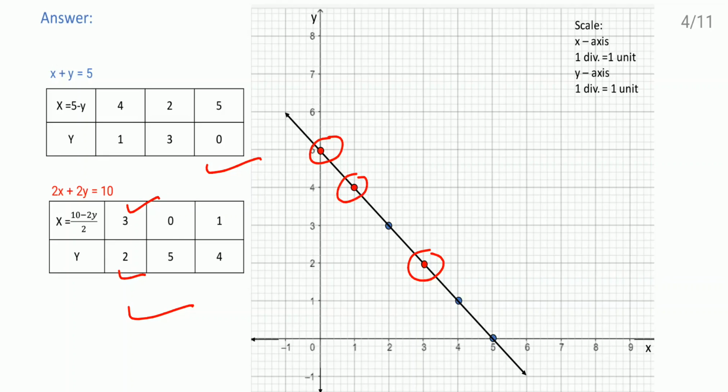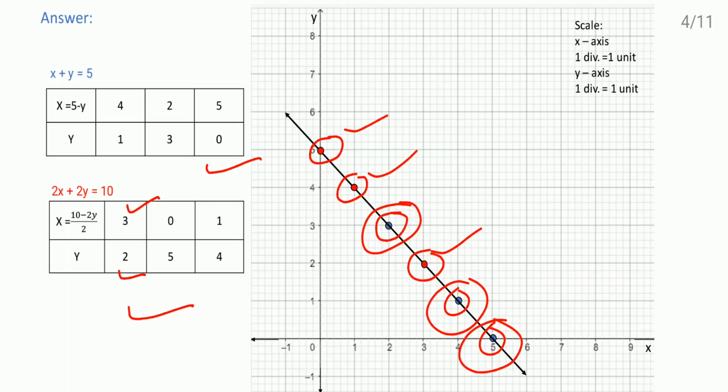For the second equation, once again we have drawn the line. And what we found? We found that both the lines are overlapping lines. These are the points for the first equation, right? And these are the points for the second equation. That means lines are coincident and they have infinitely many solutions. Correct? Now see here, at the right top corner I have written the scale.